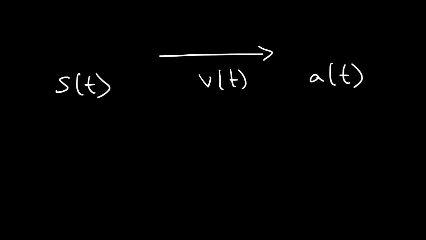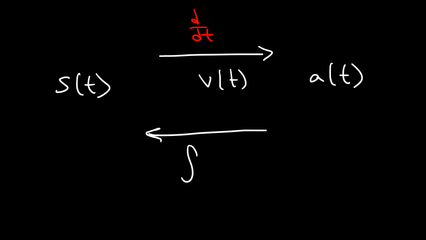Now let's summarize what we've just learned. If you want to go towards the right, you need to find the derivative of the function with respect to time. The derivative of the position function s of t is equal to the velocity function, and the derivative of the velocity function is equal to the acceleration function. Now, if you want to go towards the left, you need to integrate. The integral of the acceleration function can be used to give you the velocity, and the integral of the velocity function can be used to find the position function.